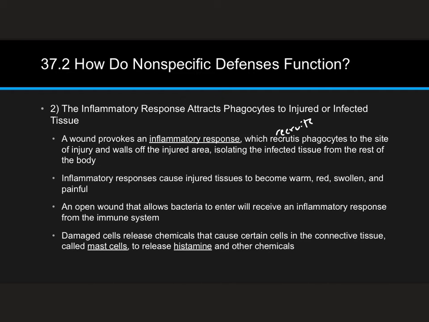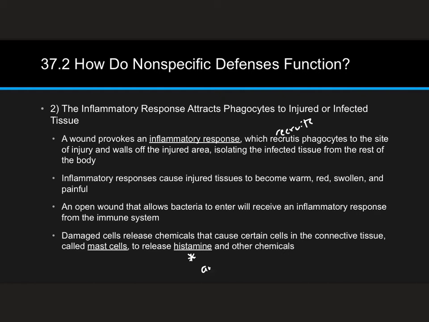So an open wound that allows bacteria to enter will receive an inflammatory response from the immune system. That's how it prevents it from getting any further in than, say, that initial opening wound. Damaged cells release chemicals that cause certain cells in the connective tissue called mast cells to release histamine and other chemicals. We might get into histamines a little bit more later.